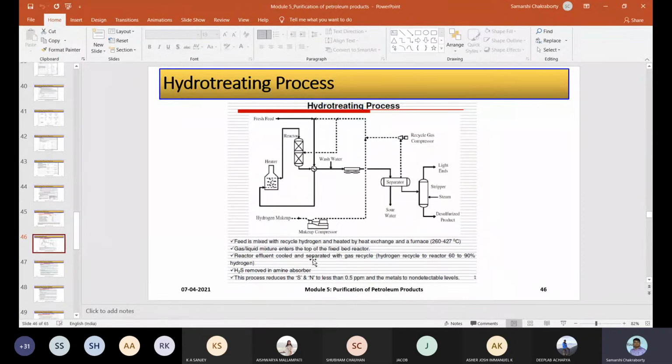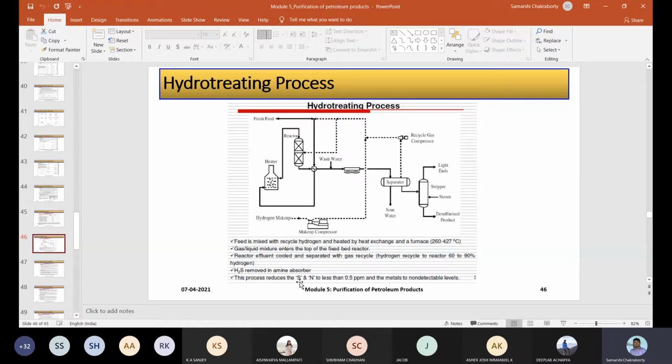So the reactant effluent is cooled and separated by gas recycle. The hydrogen recycled to the reactor is 60 to 90% hydrogen. So H2S is removed using an amine absorber. The bottom part of this separator will go into the stripper column, and this H2S will be separated out in this amine absorber.